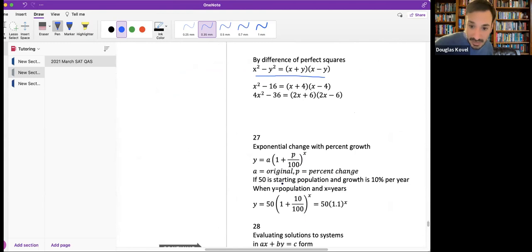So for example, suppose you have a starting population of 50, and your growth is 10% a year, and y is your population, and x represents the number of years. The way you would represent that algebraically is y equals 50, so that's my starting value, which technically is my y-intercept, times (1 plus 10 over 100) to the x, which simplifies to 1.1 to the x, because 10 over 100 is 0.1. And that's how the equation would be represented. And just so you know, for percent decrease, when you're going down, it would be the same thing, except it would be 1 minus p over 100 instead of 1 plus p over 100.